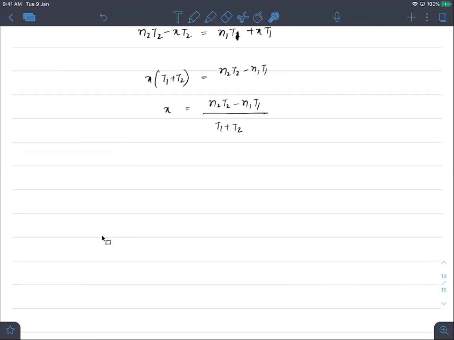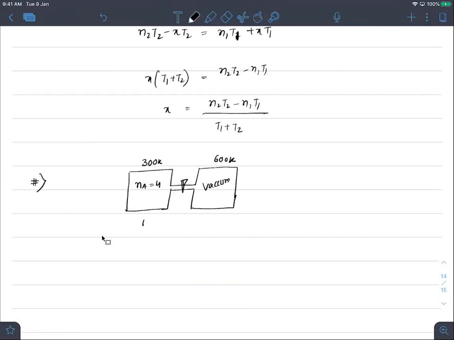Based on this, there is a simple question that was asked in JEE on the same concept. How it has been asked, check it out. He has given something like this. There is a container and it is connected to another container which is vacuum. There is nothing here, so it is vacuum. The number of moles of A is given as 4 here, maintained at 300 kelvins. This is maintained at 600 kelvins. This is a 10 liter flask. This is a 20 liter container.